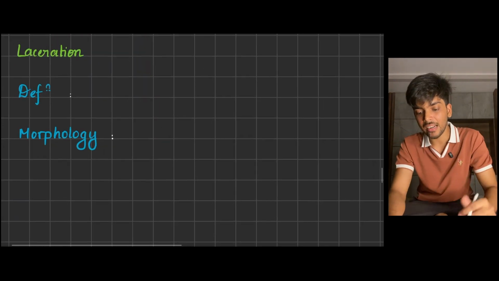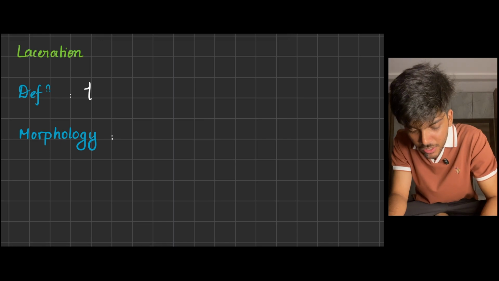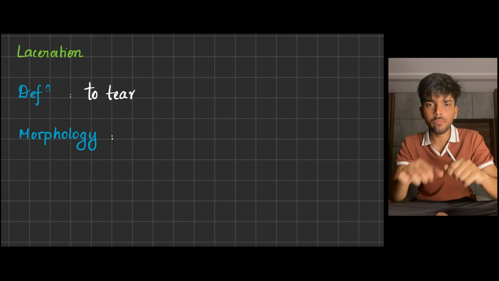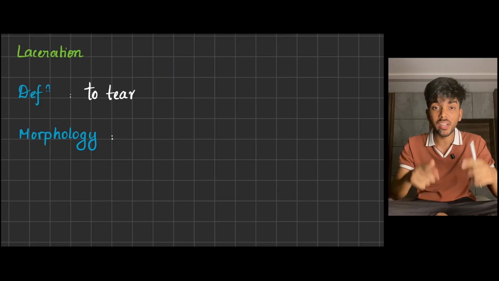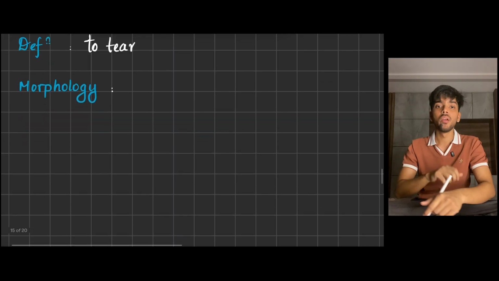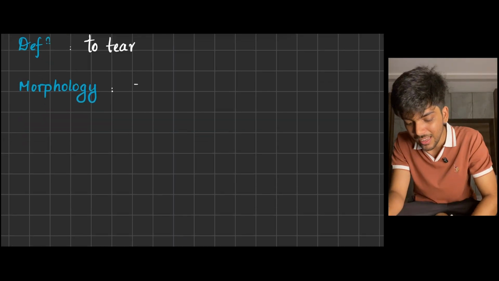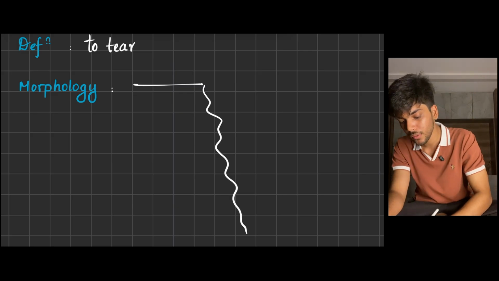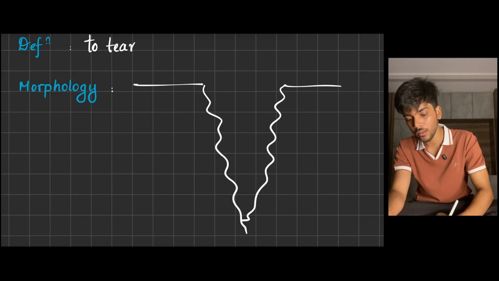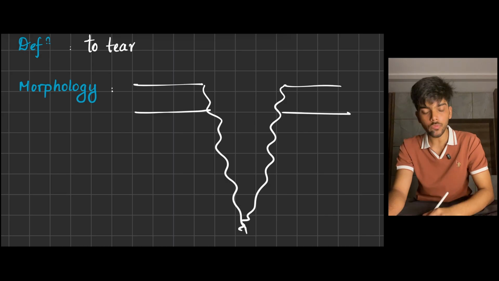Next is laceration. Laceration means to tear. Take a piece of paper and then tear it. What do you get? You get irregular margin. Similarly here as well, when the skin gets torn, you get irregular margin. And there's the epidermis. Okay.